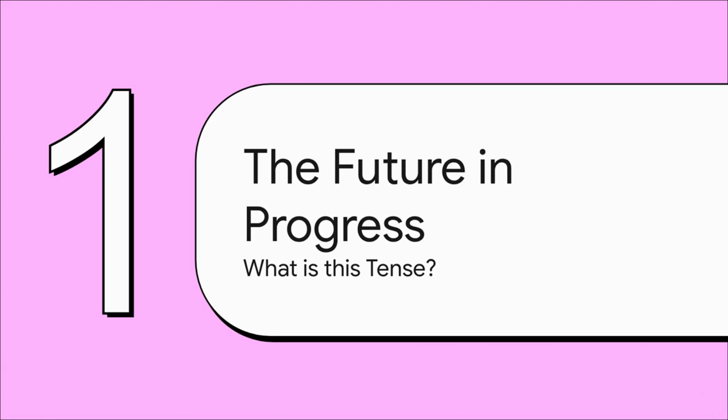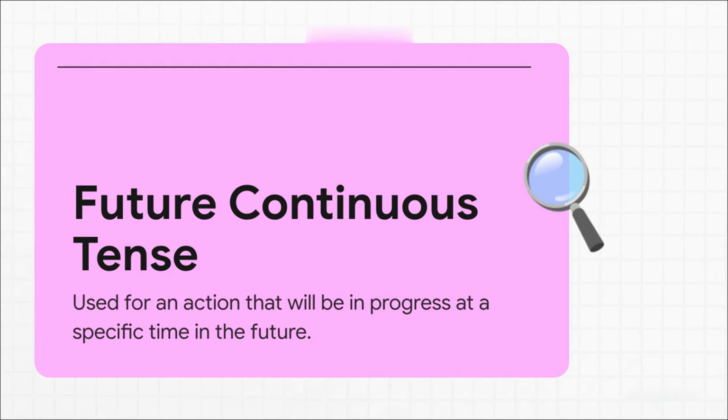All right, so what exactly is this thing? Let's get into the nitty-gritty of the future continuous tense. Okay, so here's the main idea, boiled down. We use the future continuous to talk about something that will be in progress, happening over a stretch of time at a specific moment in the future. It's not about the start or the finish of an action, it's about being right in the middle of it.